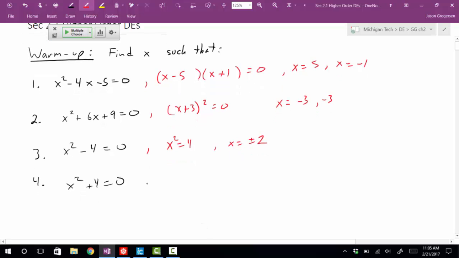And the last one, same idea, except now maybe I'll subtract 4 to the other side. Ooh, now what are my roots? Plus or minus 2i. You might look at it and say, well, there are no roots. You can't factor that. There aren't any real roots, but we do have complex roots. That would be plus or minus 2i.